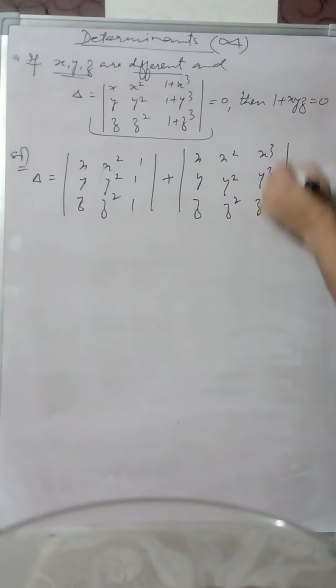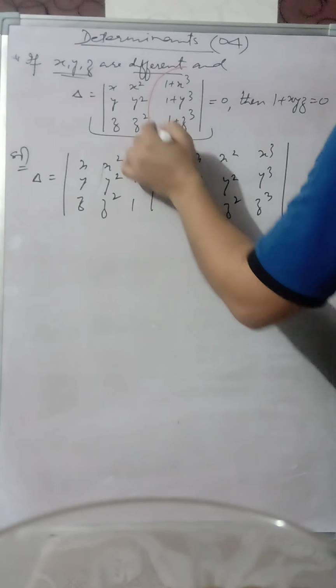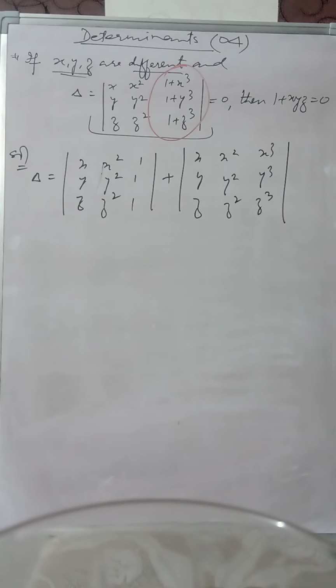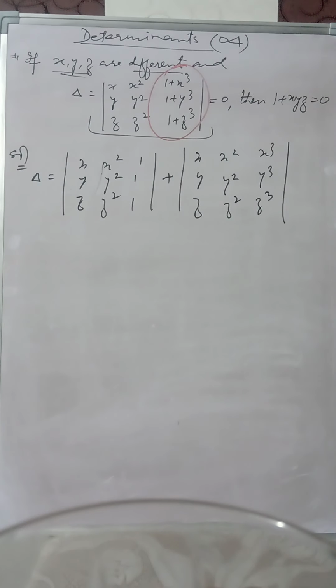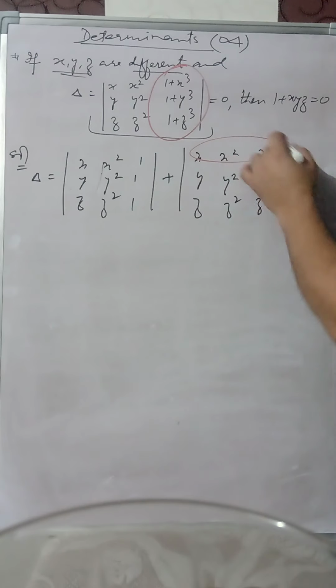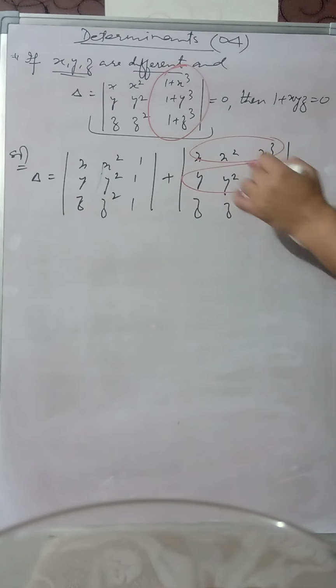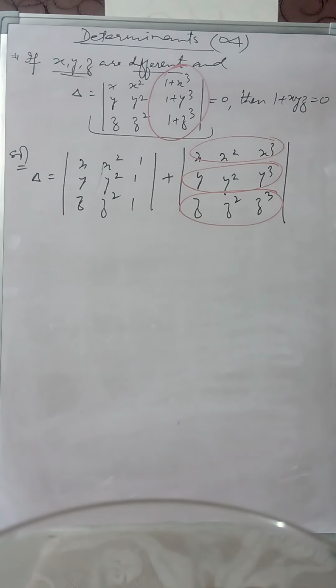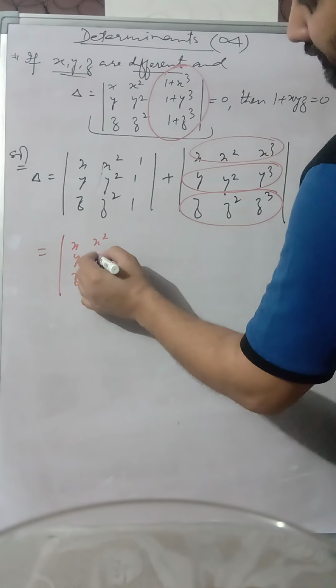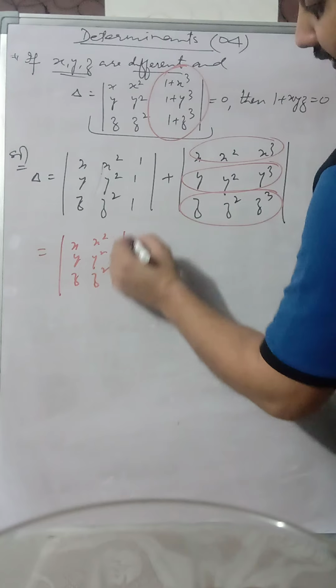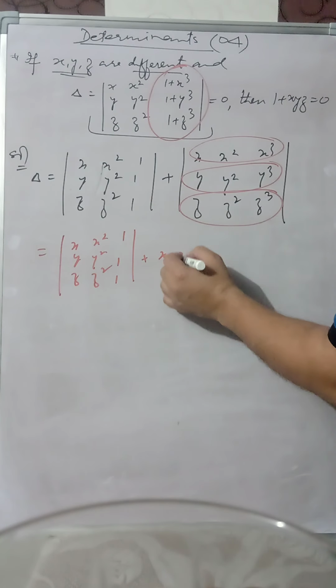What did I do here? As column 3 was expressed as a sum of entries, I used the property that if all the entries are expressed as a sum, then the determinant can be expressed as a sum of determinants. Now from this I can take x common, y common, z common. So it will be xyz times the first determinant, plus xyz times the second.